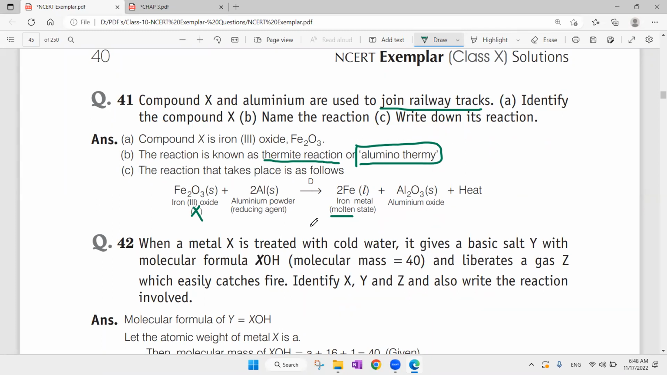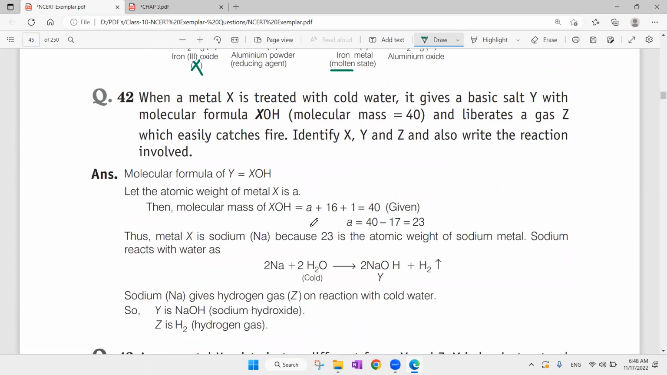42. When metal X is treated with cold water, it gives base Y with molecular formula XOH. Okay, so XOH. That's it. Now this is a metal, definitely. So metal hydroxide, nothing but base. Molecular mass is 40, and liberates a gas Z. So along with base, one gas Z is released, which easily catches fire.